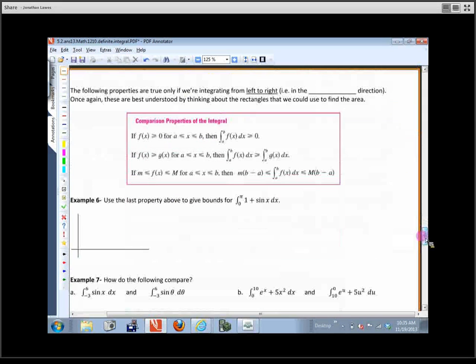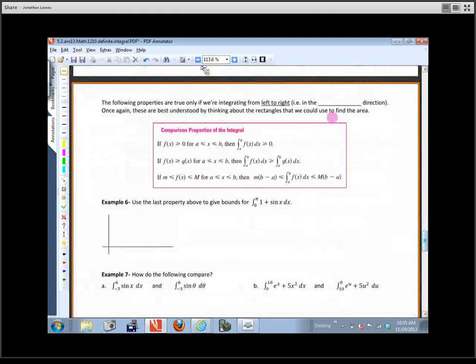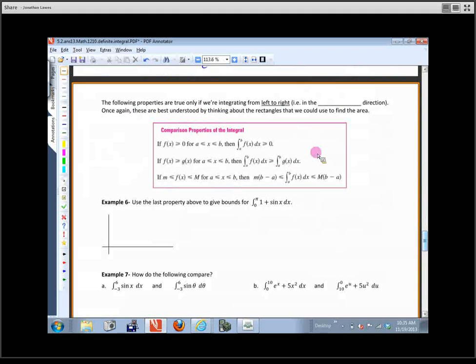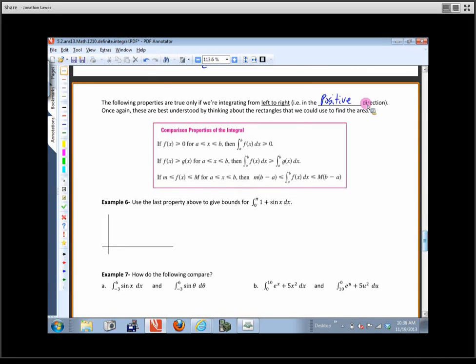Okay, so these properties that we're going to go over next are only true if we're going from left to right. In other words, if we're integrating in a positive direction. And I think these are best understood if you think of the rectangles that would be represented here. If f of x is greater than 0, for all of the x's in that interval, then the answer, the definite integral, the signed area has got to be greater than or equal to 0.